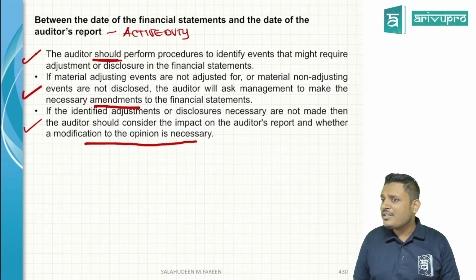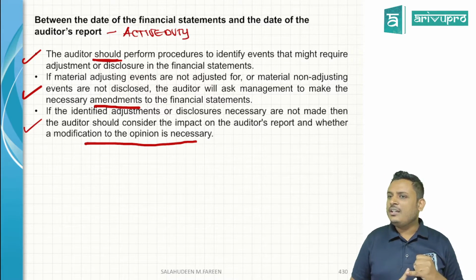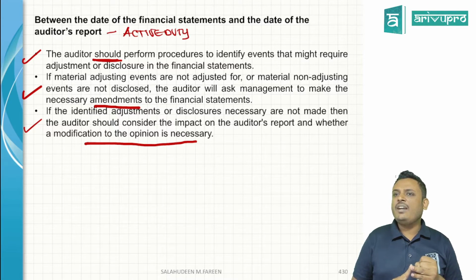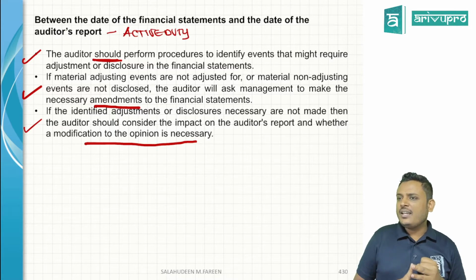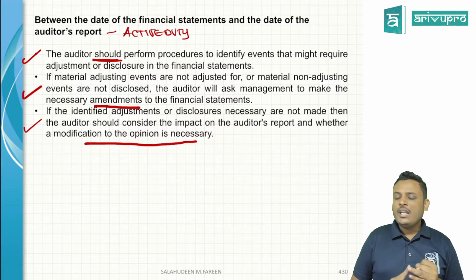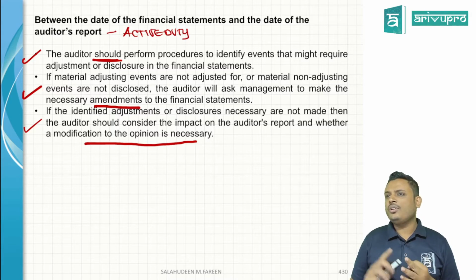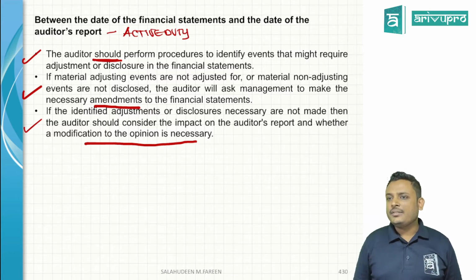Very, very important. This is what is tested. Understood? First, you should perform procedure. And if there is any material adjusting event or material non-adjusting event, you ask management to amend the financial statement. Don't use the word adjust here. Amend financial statement. If it is amended, no worries. If it is not amended, change the opinion. Why? Because you only have the audit report with you. No worries. Is it clear?